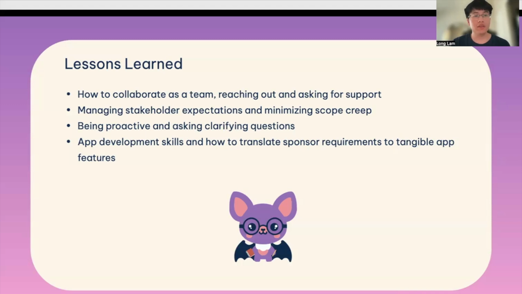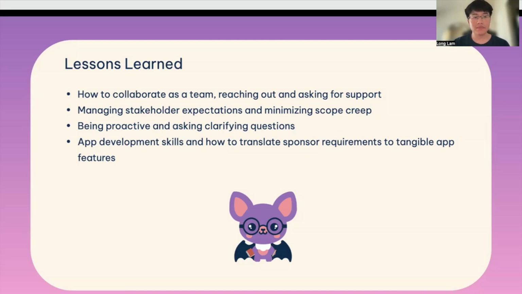The second thing we learned was how to manage stakeholder expectations and how to minimize scope creep. This meant communicating with Tim and letting him know what things we could accomplish and what things we could not do given the limited time frame, and being on the same page with where the app should be from start to finish. The third thing was being proactive and asking clarifying questions. This meant letting Tim test a new iteration of the app when it was available and asking clarifying questions as needed.